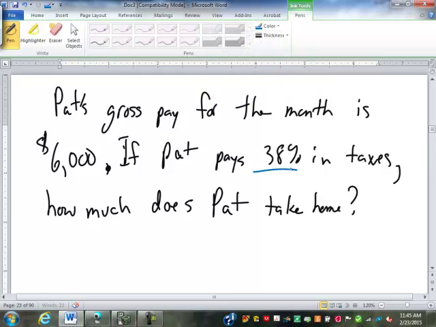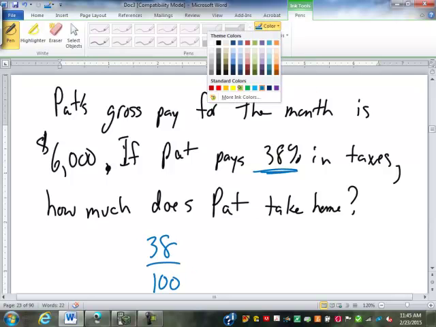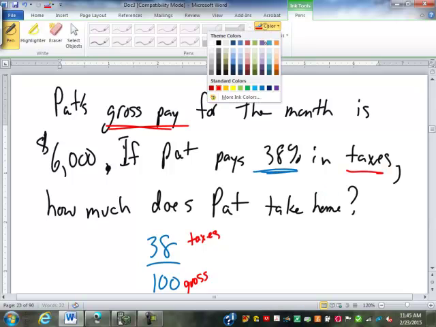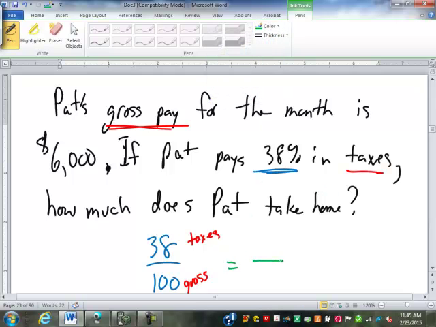Okay, so we have the 38%. So we're going to start out 38 over 100. Now the 38% represents taxes. Also in this problem is gross pay. So we're going to assume the 100% seems to match up with the gross. On the other side of this, gross pay would be $6,000. That matches up. This number is going to give us the amount of taxes, but is that what we're looking for? Well, in this problem, we want to know how much Pat takes home. So we can approach this problem in one of two ways.